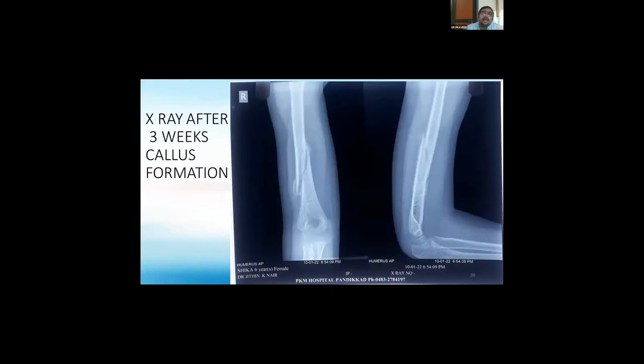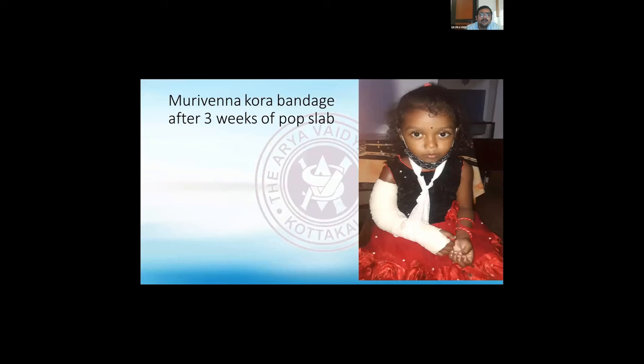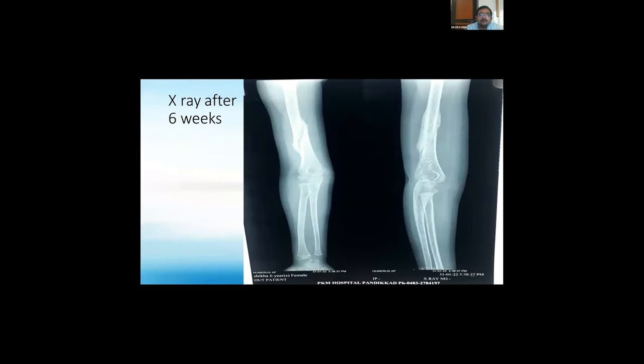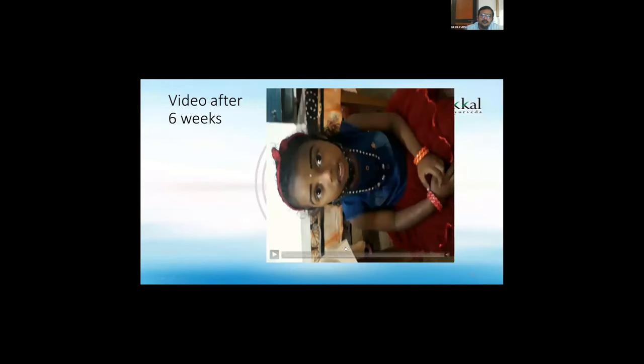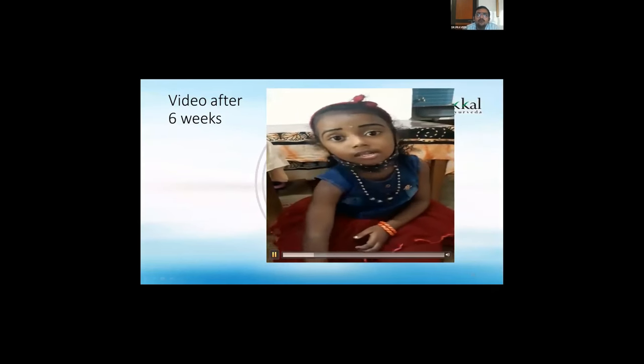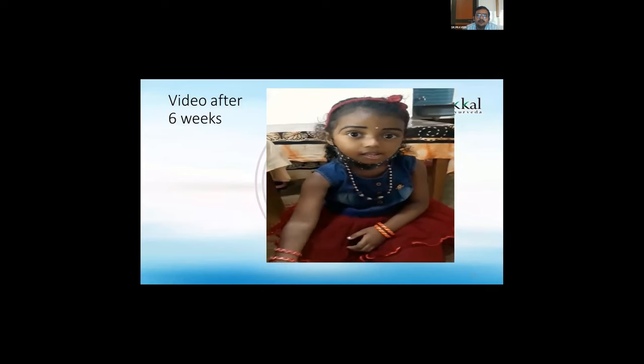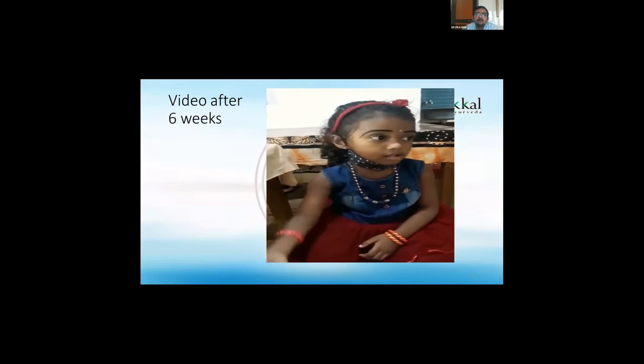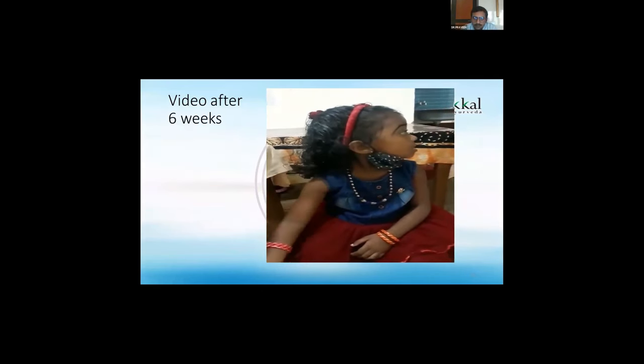So you can see the callus formation after 3 weeks. And after 6 weeks, you can see a strong callus formation and healing. And the kid was able to move her elbow in all angles of range of motion. So this is the final result. Okay.